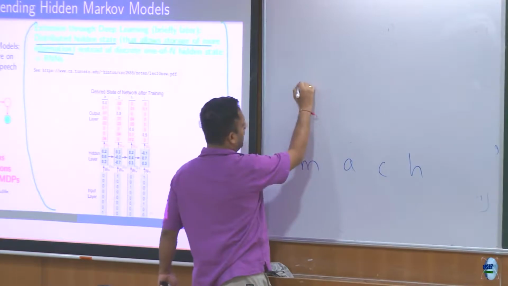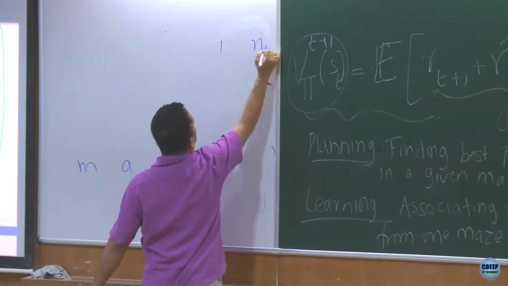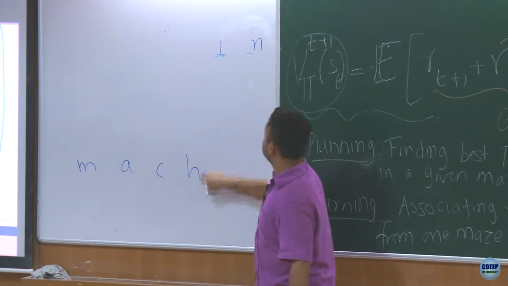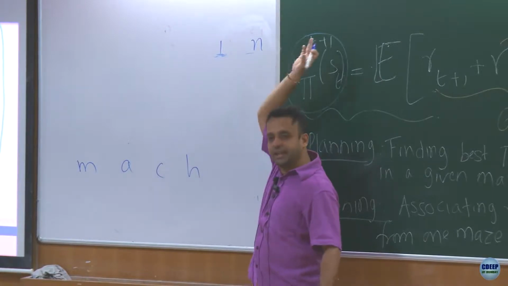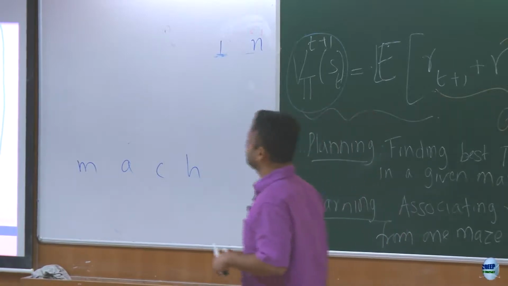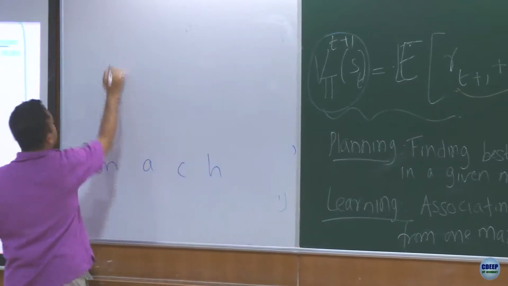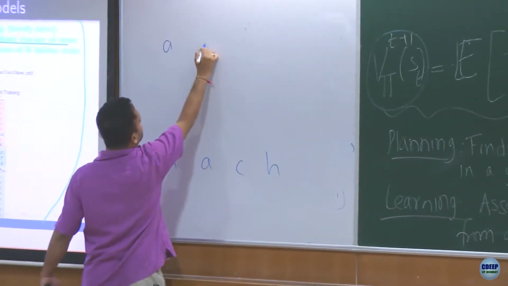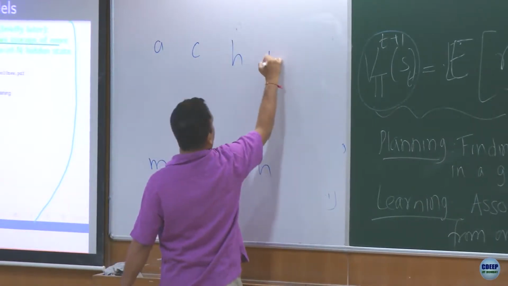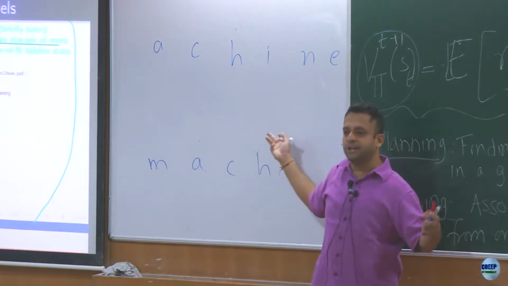Now I want to be able to model this behavior. Given MACH, IN is what should come, and E and so on, right? How do I make this happen? So when there is M, I expect an A. After A I would have expected a C, H, I, and therefore N and E. So this is a more complete behavior, right?